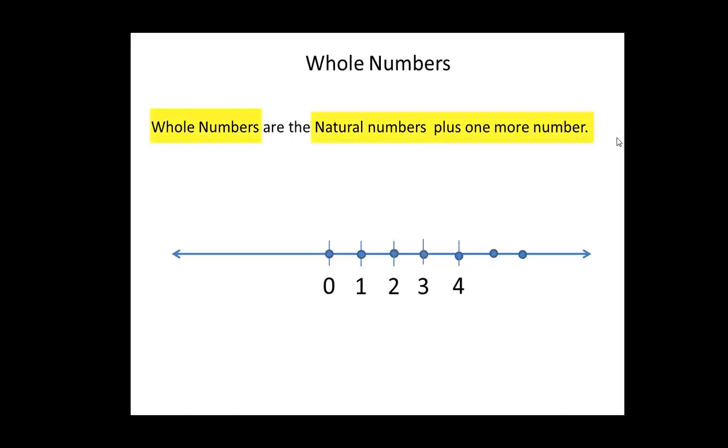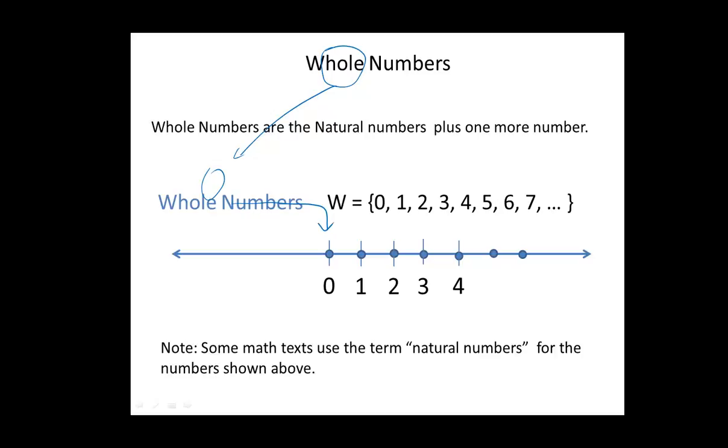Now the whole numbers are the natural numbers plus one more, and sometimes you might be able to remember this by thinking of this as the whole, and that's the number that we add in to get the whole numbers. Now some math texts may use the term natural numbers for the whole numbers. There's some confusion in the terms sometimes, but the terms I'm giving you in this video are pretty widely used.